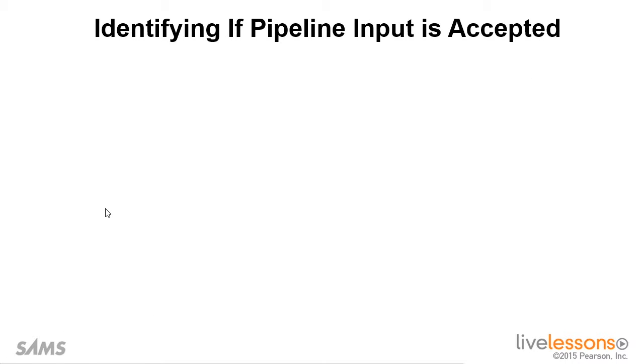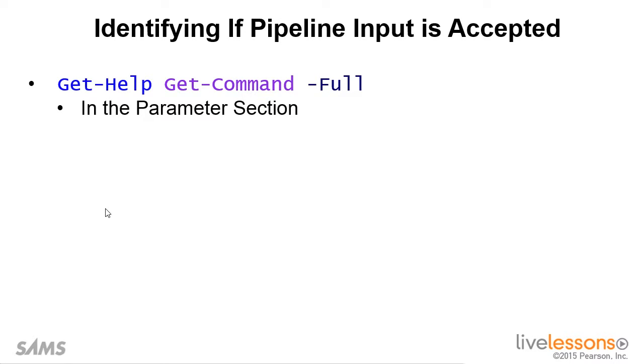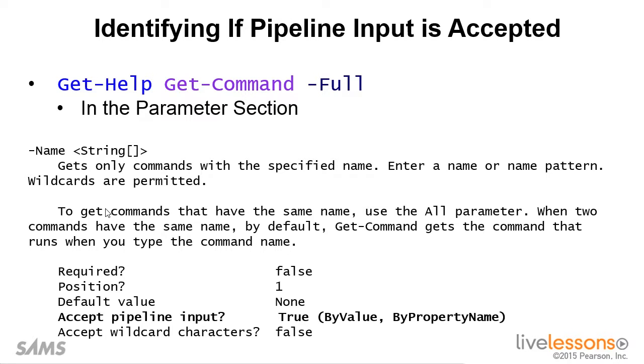The first thing you need to do is identify if the pipeline input is accepted for your command. To do this, you can run Get-Help, specify the command you are checking, and then use the -Full parameter so that you can browse all of the help documentation for that command. You want to look in the parameter section of the full documentation. I've included a snippet here showing you exactly what that looks like.